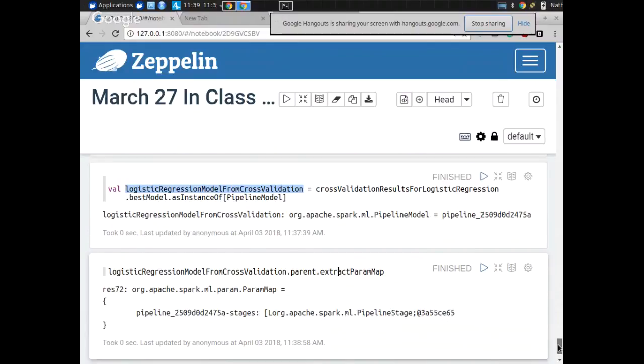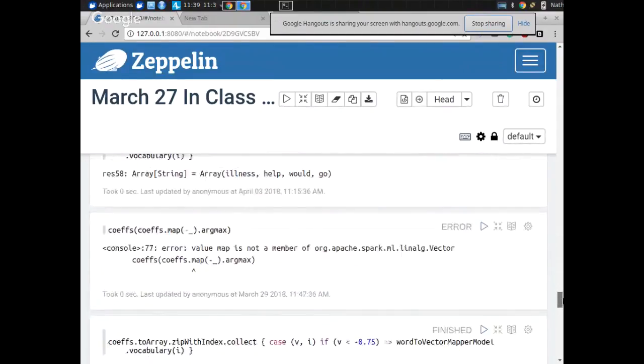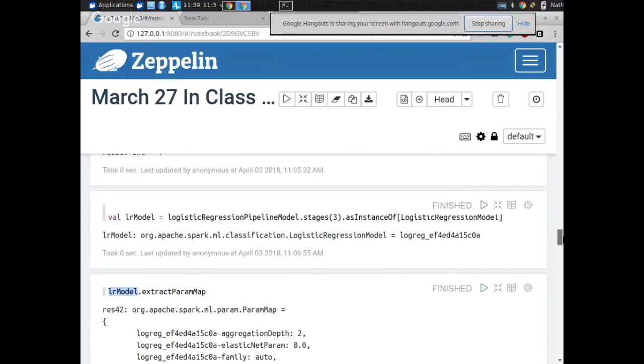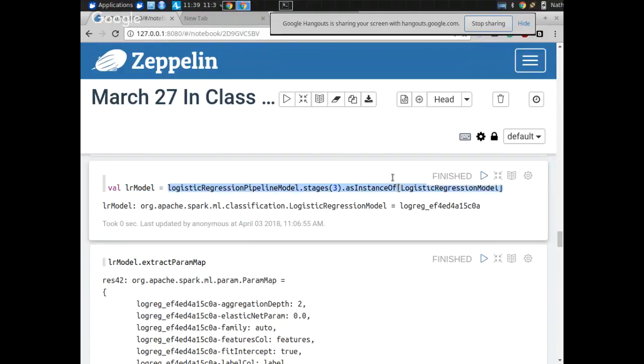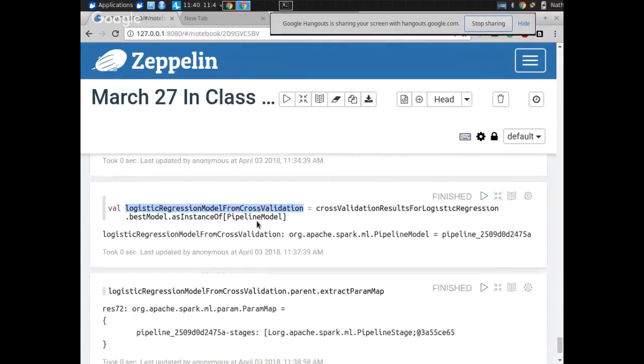And this param map is for the stages of the pipeline overall. And I'm curious why it's not showing more information on that. Oh, it's because it looks like I need to write this. So take a look at this. This logistic regression pipeline model, I took the third stage of it as a logistic regression model, and then I extracted its param map here. What sort of model is this down here? I said logistic regression model, but really it's a pipeline model, ladies and gentlemen.